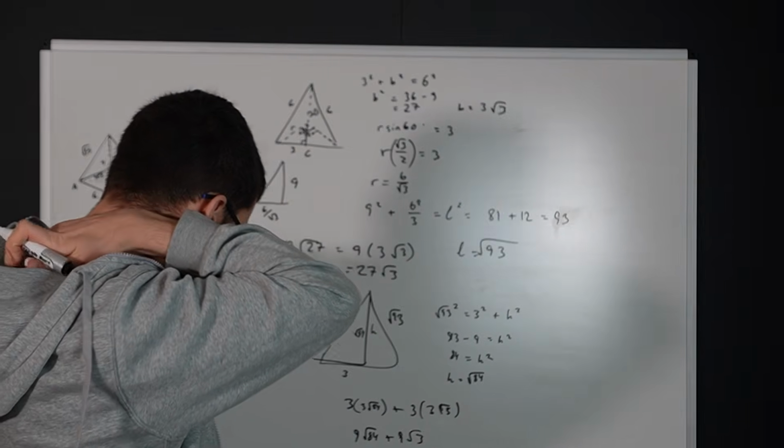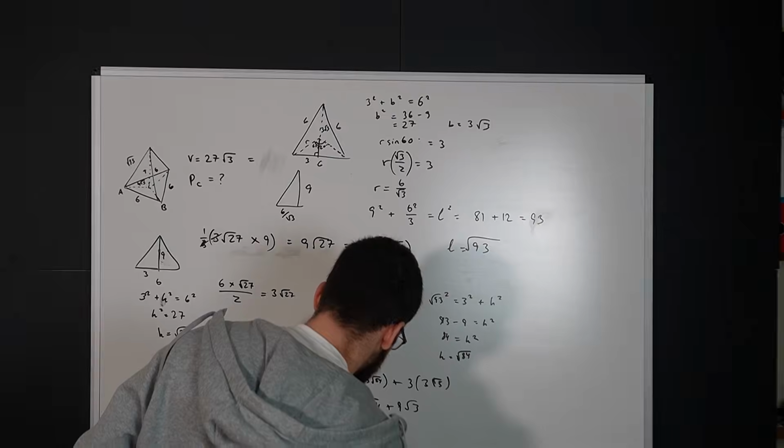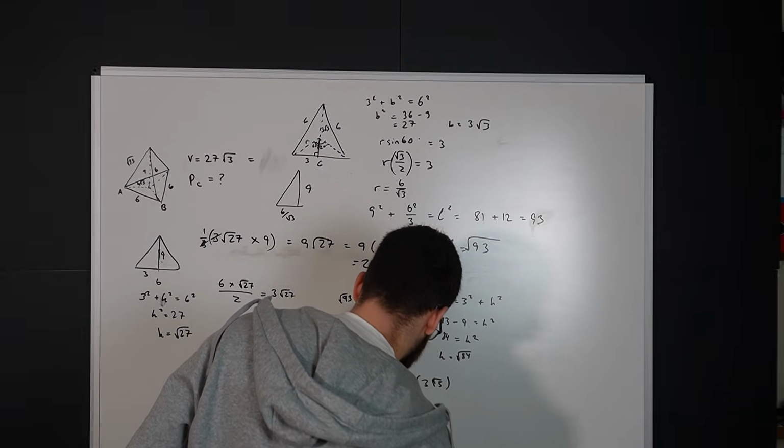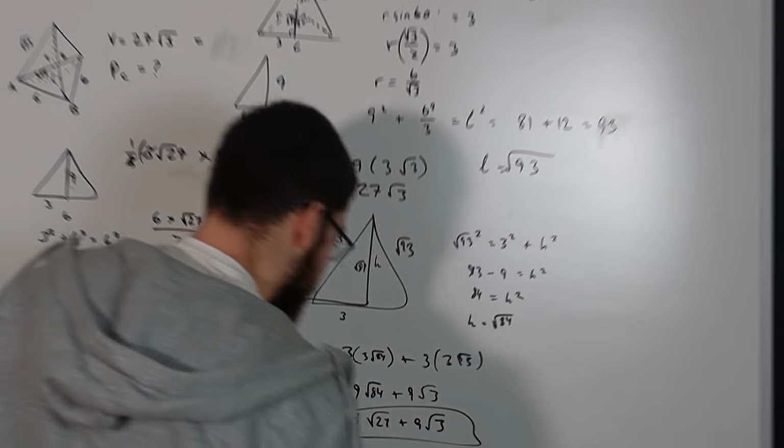84, can that divide by anything? It can divide by 4. So we've got 18 root 21, and that can't divide any further, plus 9 root 3. Okay, that's my final answer.